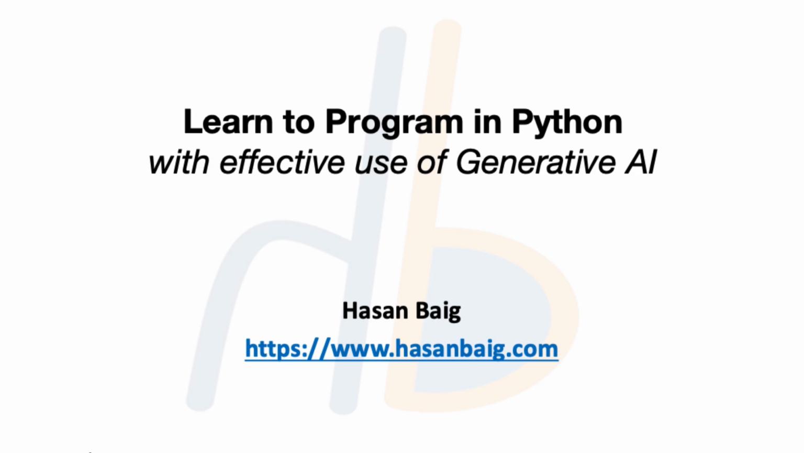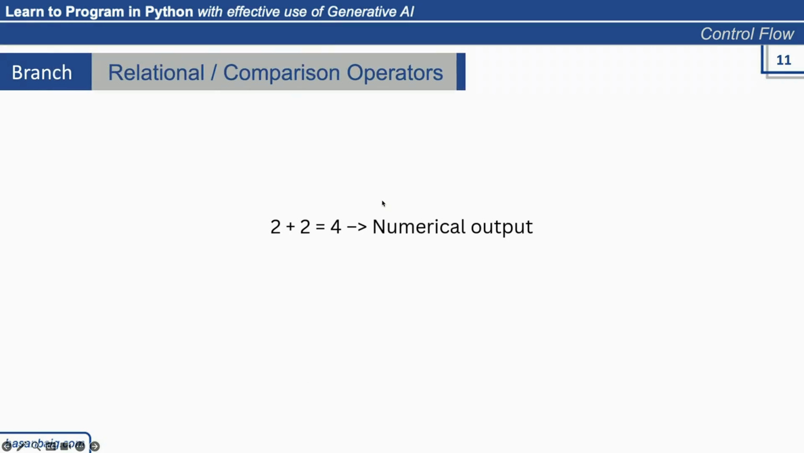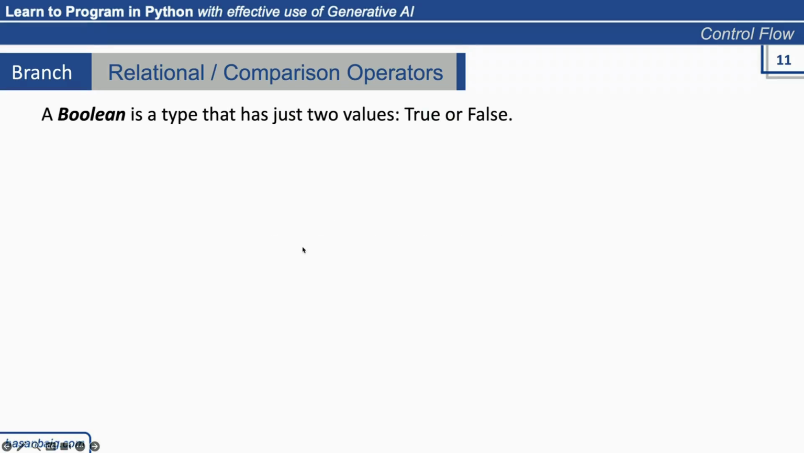Alright, so let's proceed ahead with the relational or comparison operator. We have talked about numerical operators like plus, minus, multiplication, floor division, modulo operator. For example, if we perform 2 plus 2, it will return the numerical output 4. Okay? Here, with the comparison operator, the output is a Boolean type. Boolean means there are two possible outcomes, true or false.